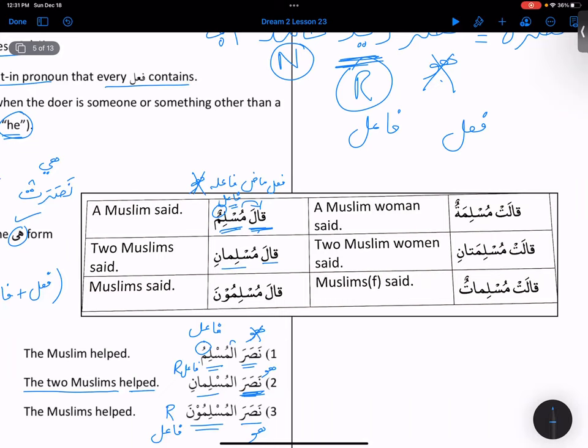Qala Muslimani. Is Muslimani rafa? Yes. Is it after the fail? Yes. So that qualifies as an outside doer. How are we going to translate? Two Muslims said. Qala Muslimuna. Now Muslimuna is rafa, and it matches in gender: Qala is masculine, Muslimuna is masculine as well. So Muslimuna is my outside doer: all the Muslims said.